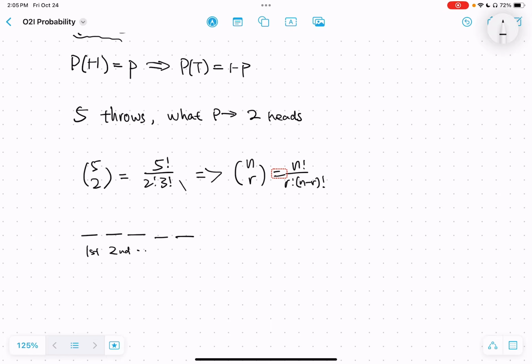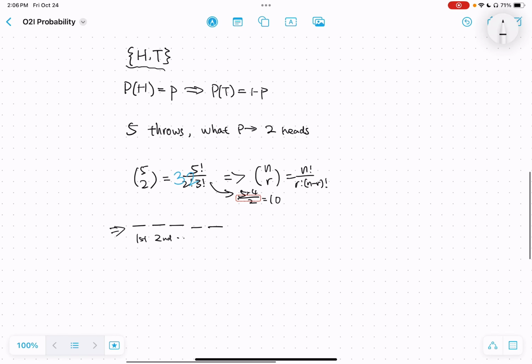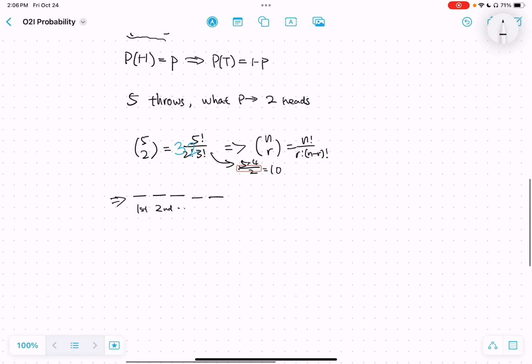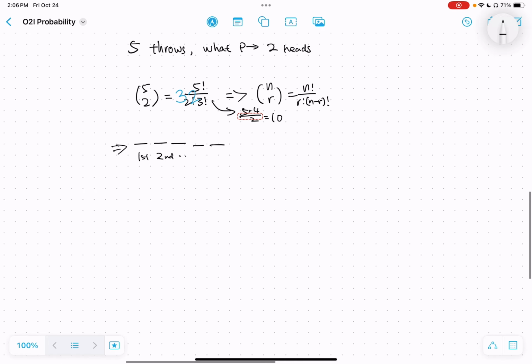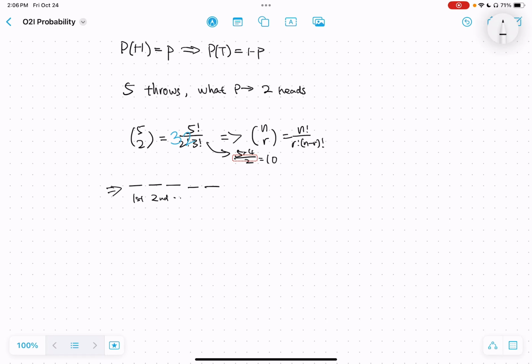So this equals 5 times 4 over 2, which is 10. So we have a total of 10 ways to pick 2 spots from the 5 throws to let them be heads. This is the first step: we have the combinations of having exactly 2 heads. And then we need to figure out the probability.